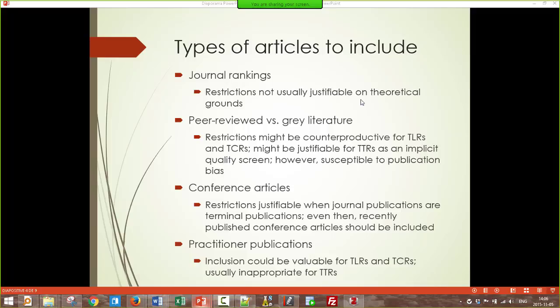However, for a theory testing review that tests a theory that has gone through empirical research, what it's really saying, then it's usually a good idea.